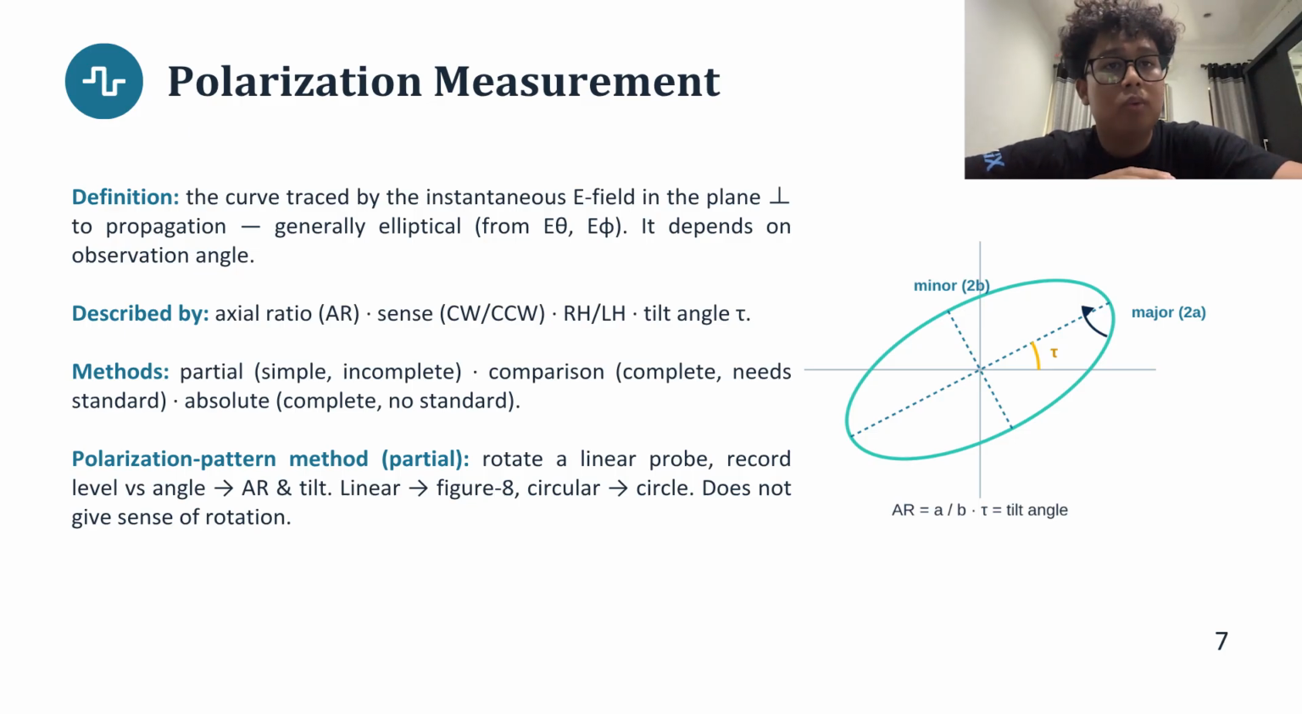The most common one is the polarization pattern method. You take a simple linear probe, rotate it, and record the signal level at each angle. That gives you the axial ratio and the tilt. The only thing it can't tell you is the sense of rotation.